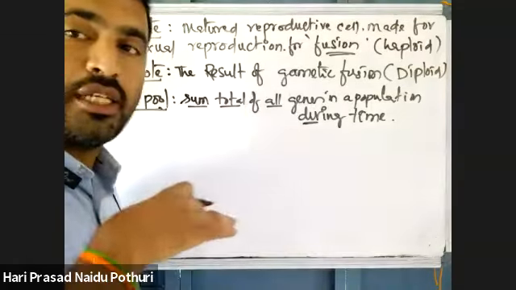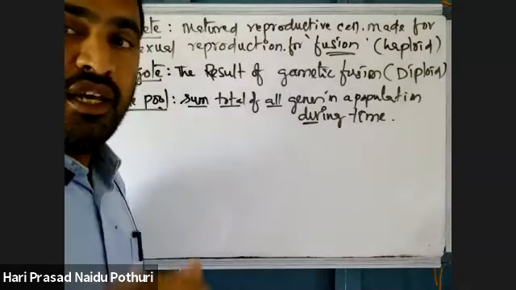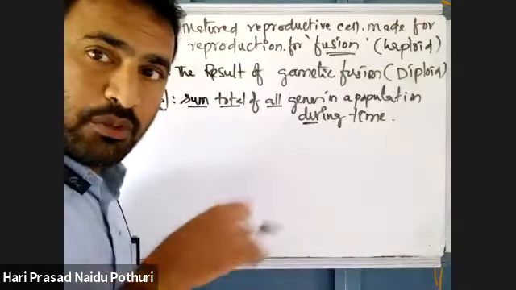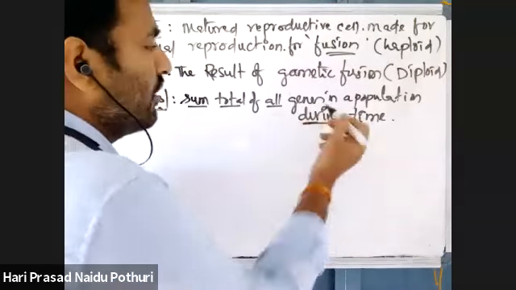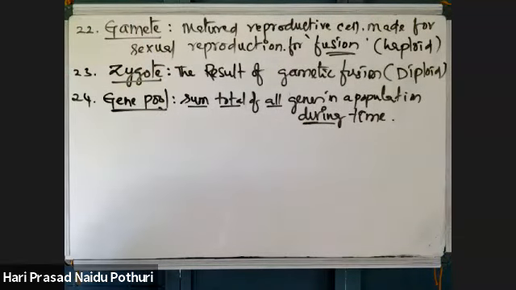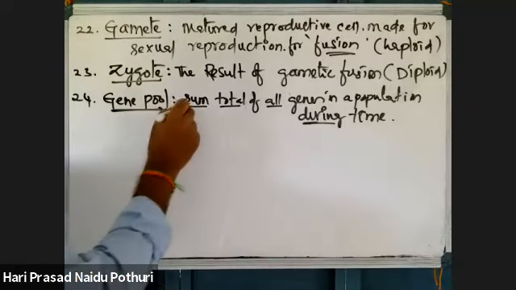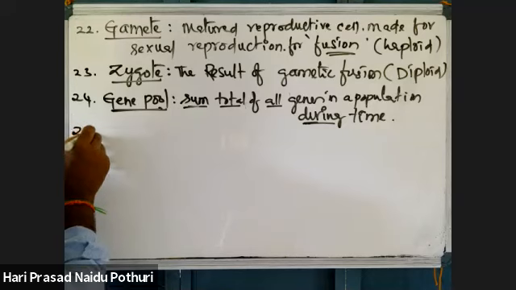Suppose in my locality, how many human beings are there? In that population, how many members of humans are there? In them, what is the total number of genes? The total sum of all genes, that is called as gene pool.